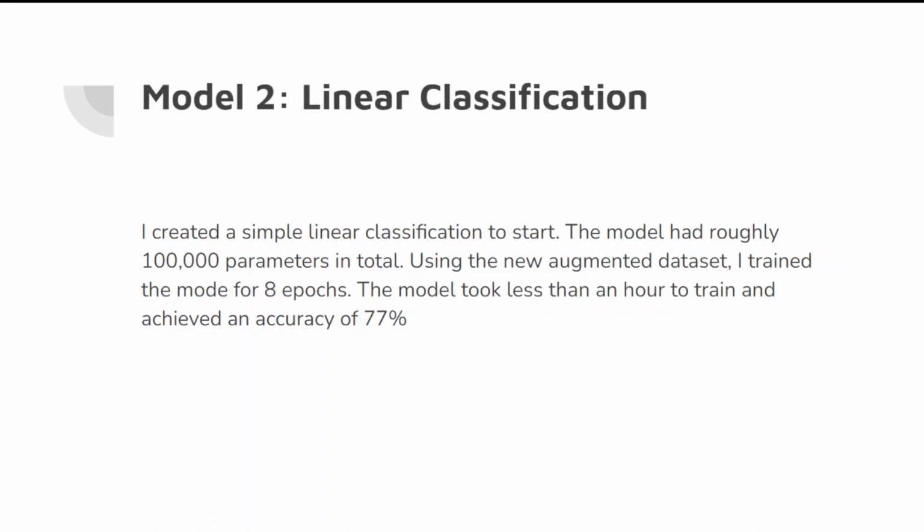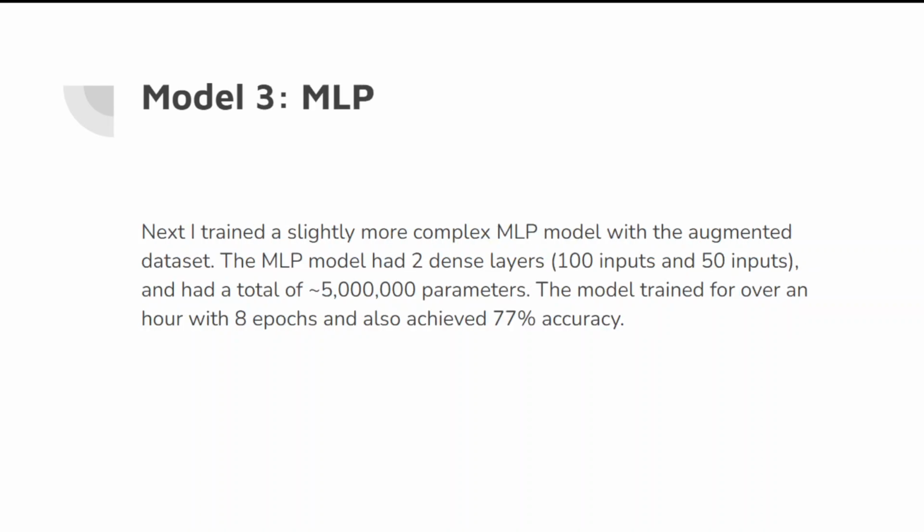With that augmented data set, I started with a very simple linear classification model. It had roughly 100,000 parameters, and after training it for less than an hour on 8 epochs, it came out to about 77% accuracy. After that, I trained a multi-layer perceptron model with the same augmented data set. This model has 2 dense layers, one with 100 inputs and one with 50. It has about 5 million parameters in total, and the model trained for a bit longer than the linear model, also with 8 epochs, and also achieved roughly 77% accuracy.